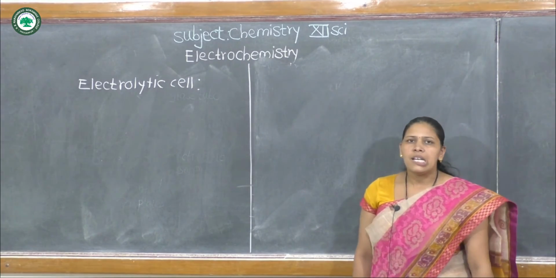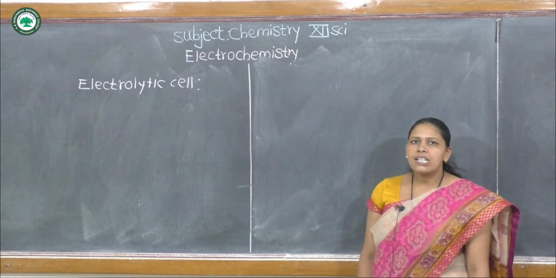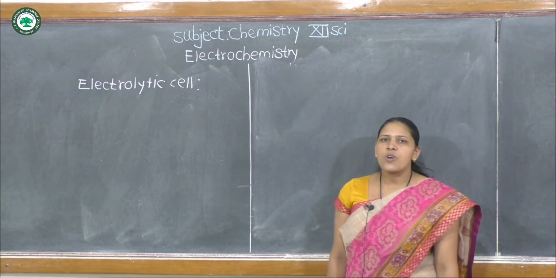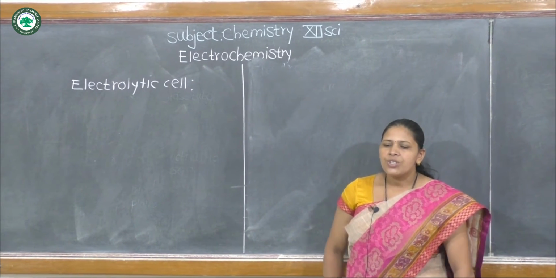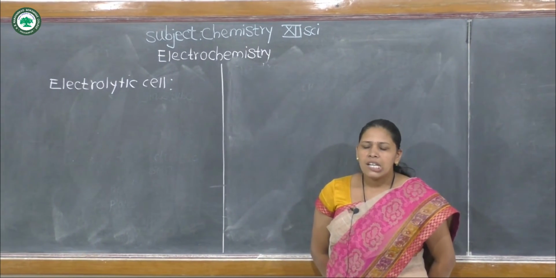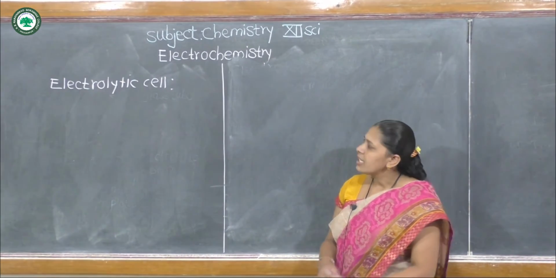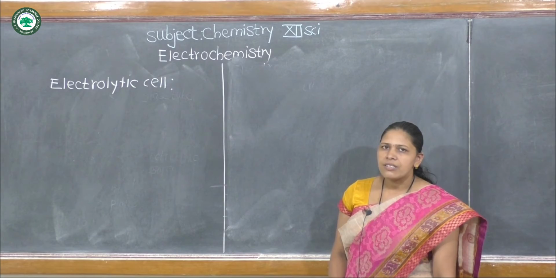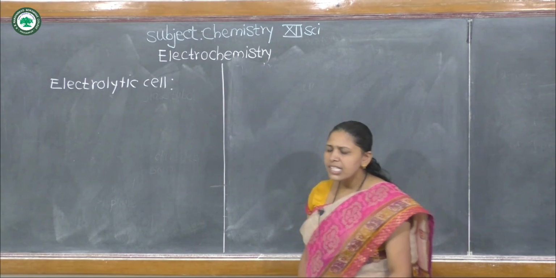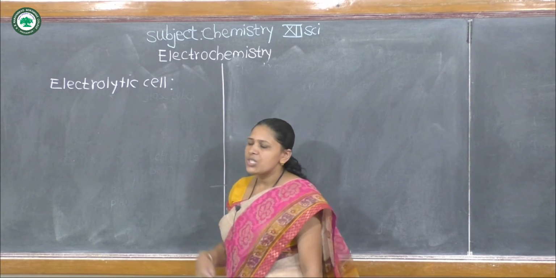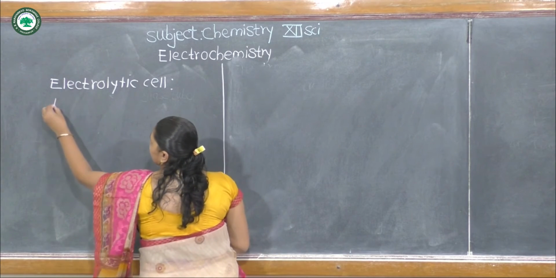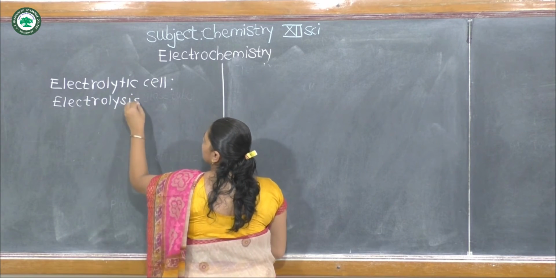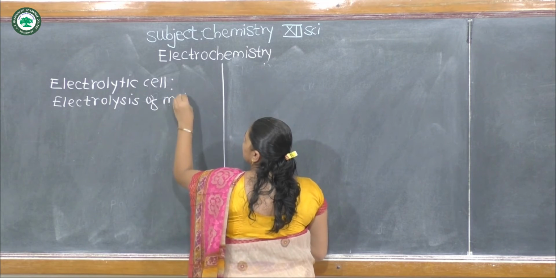We know that in an electrolytic cell, electrical energy is converted into chemical energy. This cell consists of a container in which two electrodes are immersed in an electrolytic solution, and the two electrodes are connected to direct current, that is, a battery. Then we will discuss the electrolysis of molten NaCl.